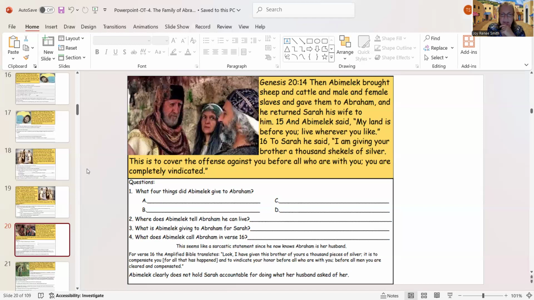This seems like a sarcastic statement since he now knows Abraham is her husband. For verse 16, the Amplified Bible translates, "Look, I have given this brother of yours 1,000 pieces of silver. It is to compensate you for all that has happened and to vindicate your honor before all who are with you. Before all men, you are cleared and compensated." Abimelek clearly did not hold Sarah accountable for doing what her husband asked of her.